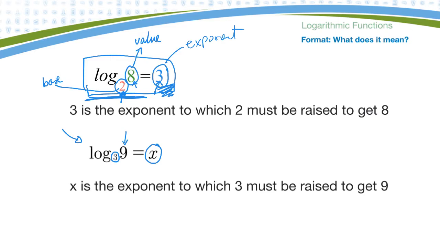It seems a little awkward, and we'll do an exercise here in a second where we can change it into an exponential form, and then maybe it makes a little bit more sense. But that's what each of those is saying. Let's just try one more. So if I have log base 4 of x is equal to 3, then 3 is the exponent to which 4 is raised in order to get that value.